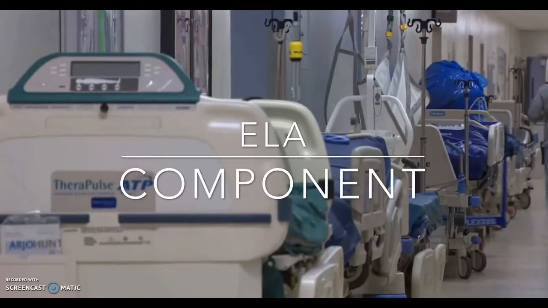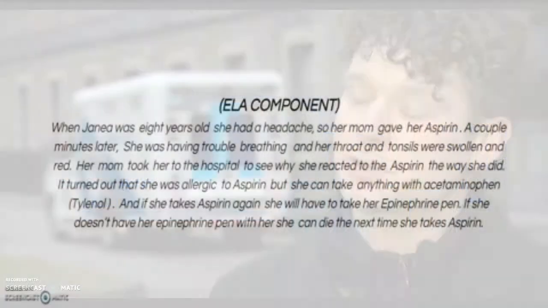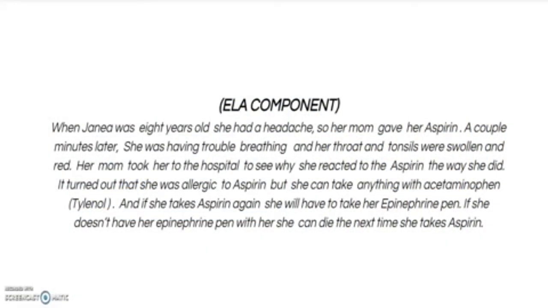Next is the ELA component, which is a narrative essay on Janaea. When Janaea was 8 years old, she had a headache, so her mom gave her aspirin. A couple minutes later, she was having trouble breathing and her throat and tonsils were swollen and red. Her mom took her to the hospital to see why she reacted to the aspirin the way she did. It turns out she was allergic to aspirin, but she can take anything with acetaminophen. If she takes aspirin again, she will have to use her EpiPen, or else she could have severe or major side effects.